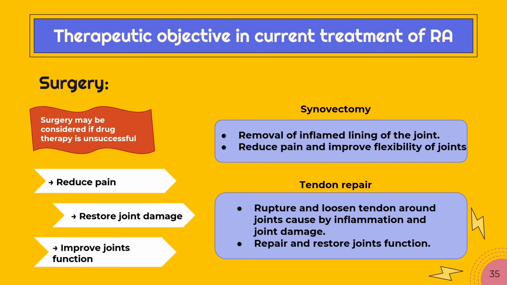The second treatment of rheumatoid arthritis is surgery. Surgery may be considered only if drug therapy is unsuccessful. Surgery is always done while the disease is active. This surgical treatment helps to reduce pain, restore joint damage, and also improve joint function. For example, in synovectomy, removal of the inflamed lining of the joints helps to reduce pain and improve flexibility of the joints. Next, in tendon repair, ruptured and loosened tendons around joints caused by the inflammation and joint damage are repaired, restoring joint function.